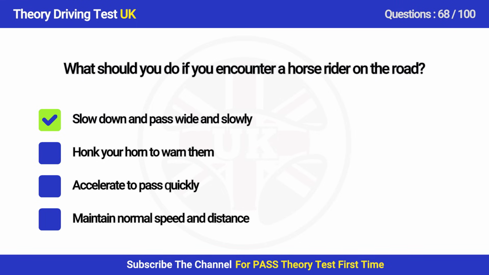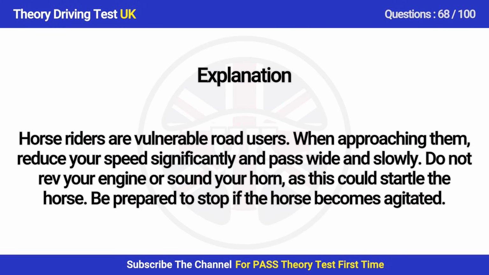Answer is A. Slow down and pass wide and slowly. Horse riders are vulnerable road users. When approaching them, reduce your speed significantly and pass wide and slowly. Do not rev your engine or sound your horn, as this could startle the horse. Be prepared to stop if the horse becomes agitated.